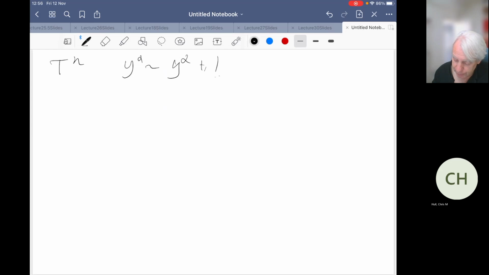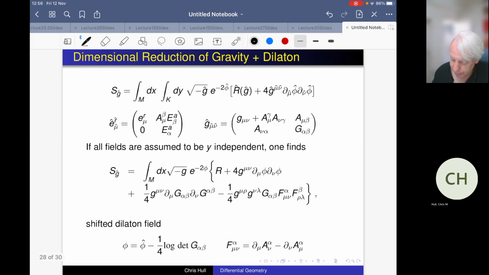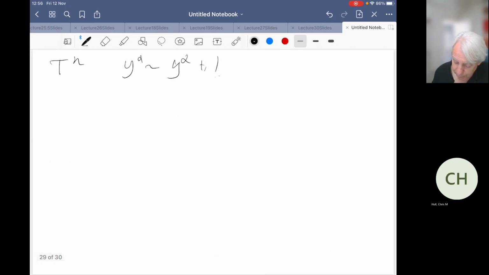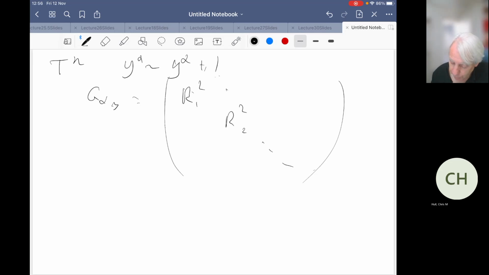Here, instead of having the radius appearing in the periodicity, it's now appearing in the metric, so this part of the metric will include the radii of each of the n circles, the diagonal. So G_αβ would have R1 squared, R2 squared, the radii of each of the n circles appearing diagonally, and the off-diagonal terms would represent the angles between the different circles. So this periodicity says that y^α is identified with y^α plus any set of integers n^α.